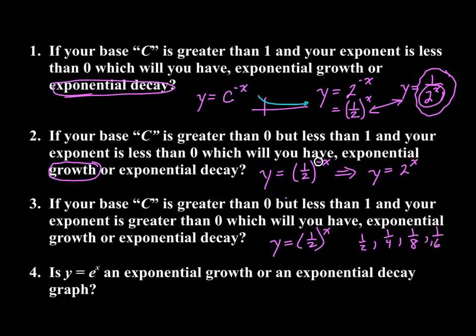And then it keeps on going like this, which means your fractions are going to get smaller and smaller and smaller the bigger your exponent gets. So this is going to be an exponential decay. And then the last one says, is y equals e to the x exponential growth or exponential decay? It is growth because e is larger than 1, and you're raising that to a positive exponent.